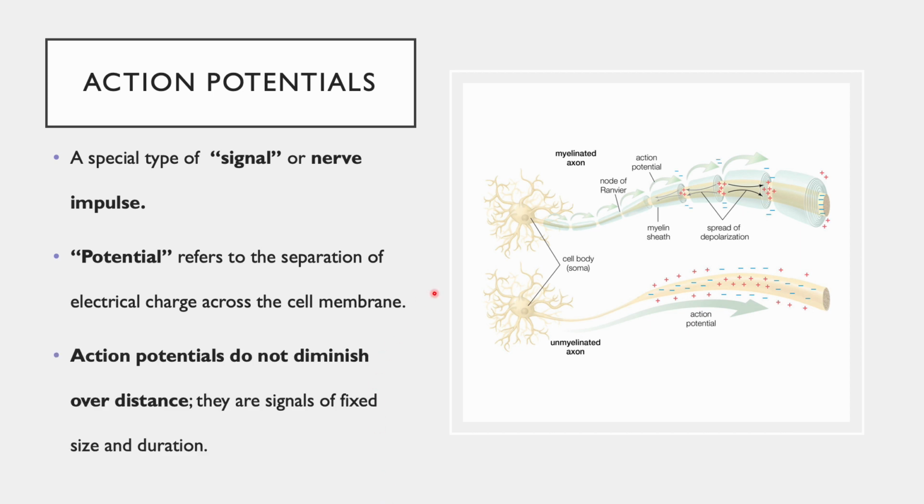So action potentials do not diminish over distance. They are fixed in size and duration, meaning that when a nerve impulse begins, it is not going to slow down or diminish. This is important because nerve impulses are how cells communicate. So, for example, an action potential or nerve impulse could start here at the axon hillock, and the nerve impulse will jump from node to node of the axon. These nodes are known as the nodes of Ranvier.